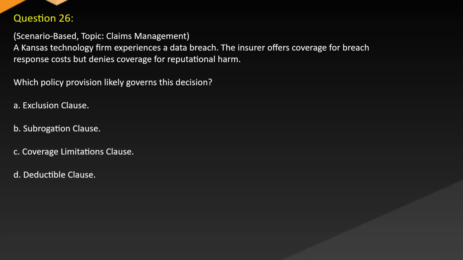A Kansas technology firm experiences a data breach. The insurer offers coverage for breach response costs but denies coverage for reputational harm. Which policy provision likely governs this decision? A. Exclusion clause. B. Subrogation clause. C. Coverage limitations clause. D. Deductible clause.